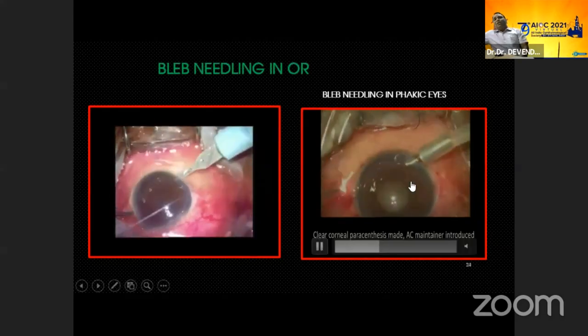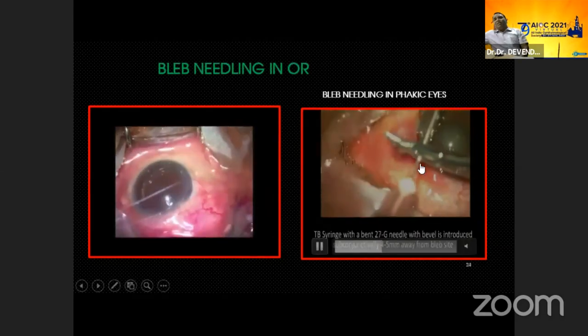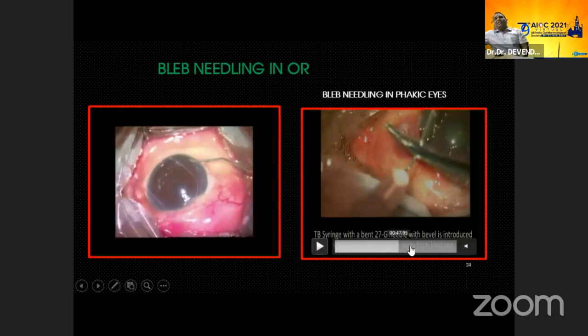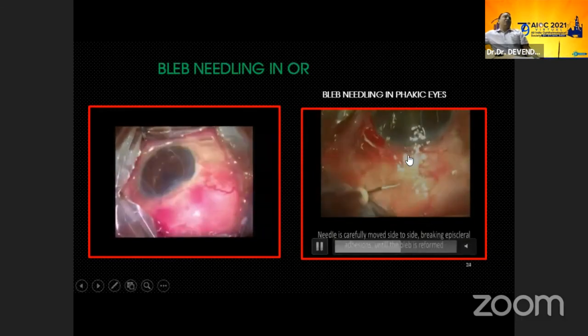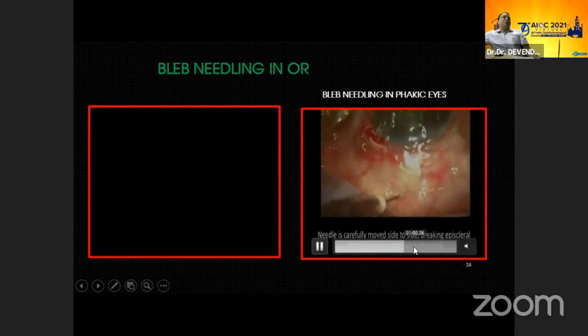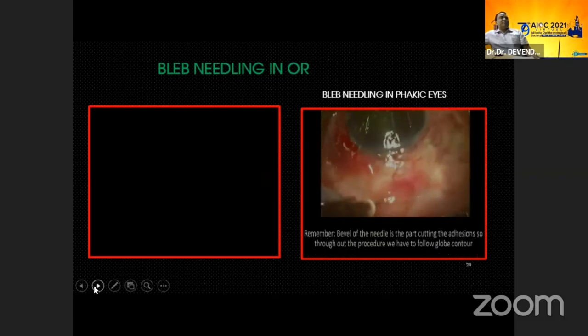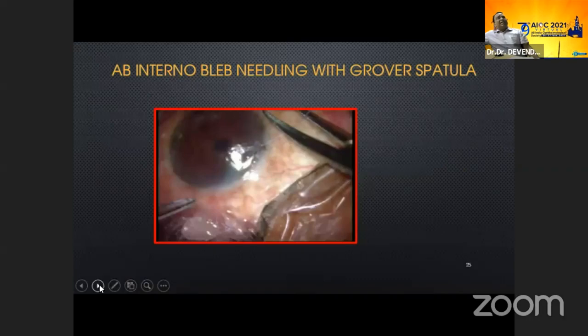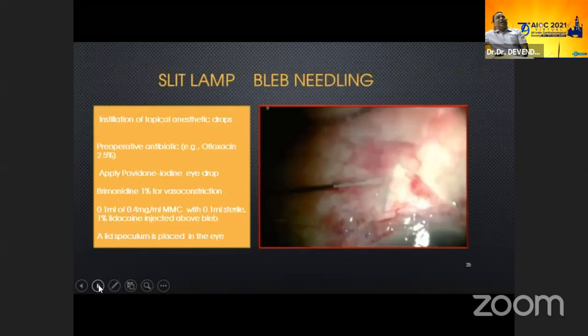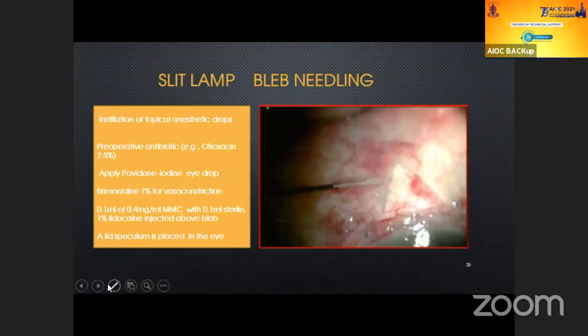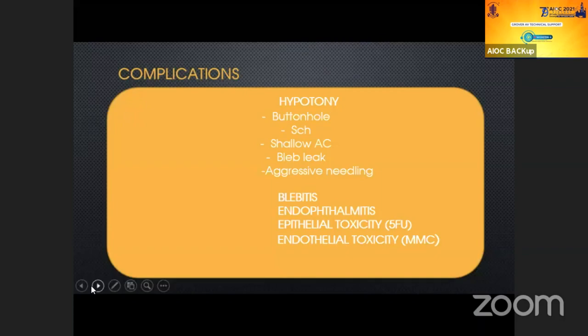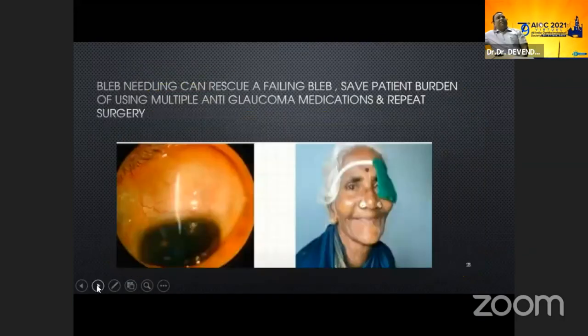Similarly, in this video I am using just an AC maintainer because it's a phakic patient, and an AC entry should not be done in such cases when we are doing bleb needling in phakic cases. I think these are the other bleb needling techniques. We can use the Grover spatula, and this bleb needling we can do in the OPD. These are some complications of bleb needling.